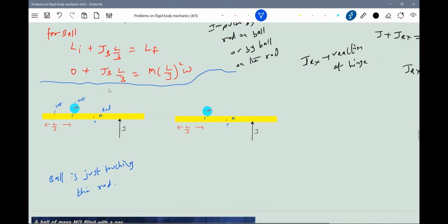Then impulse is applied, so there will be a linear impulse acting here. Call it J B. I think that J B and this J B are different, so I'll write some J dash. Then this will acquire velocity, say V naught, and this will acquire velocity, say V B. Then what is the tendency of the rod? It has a tendency to spin about, omega naught.